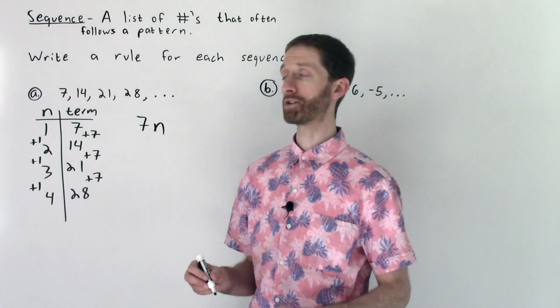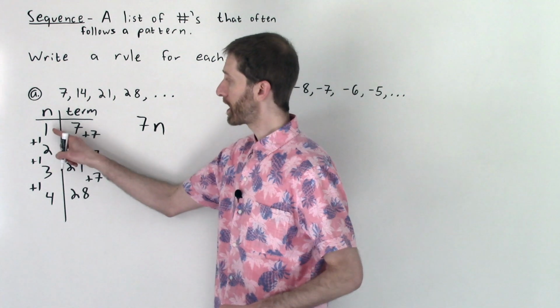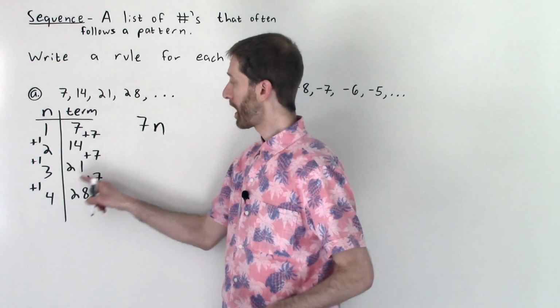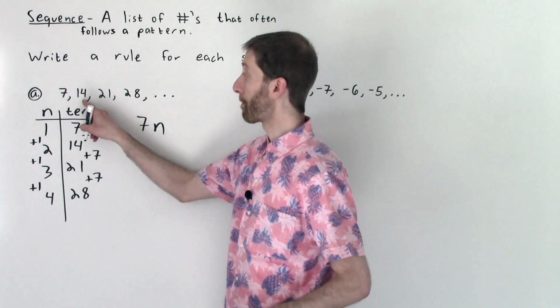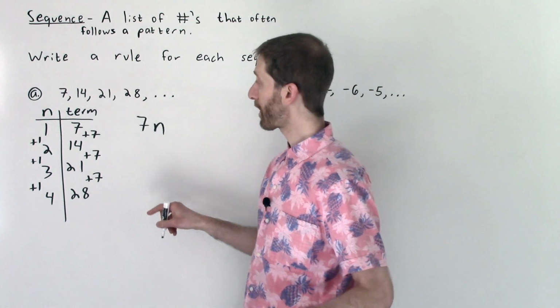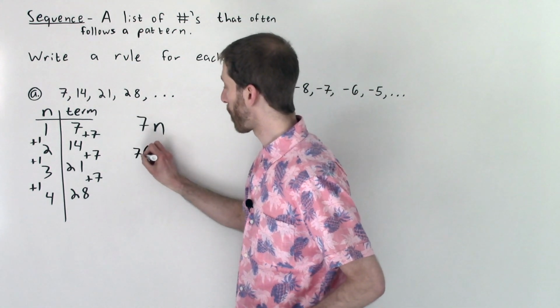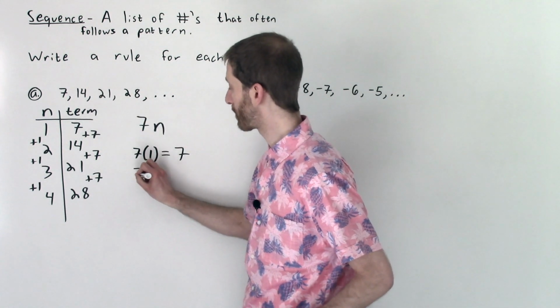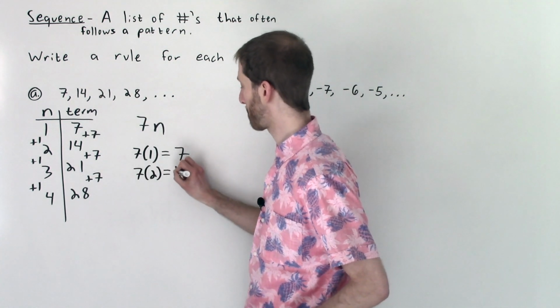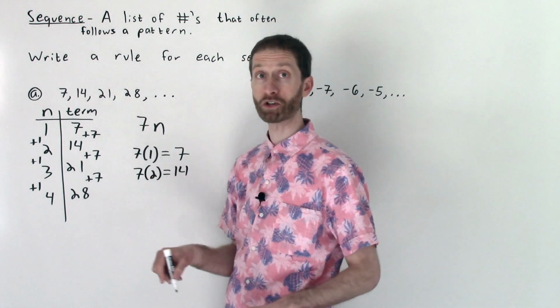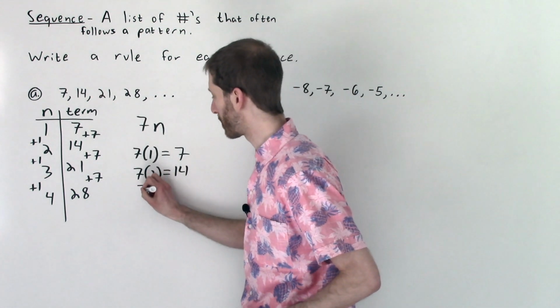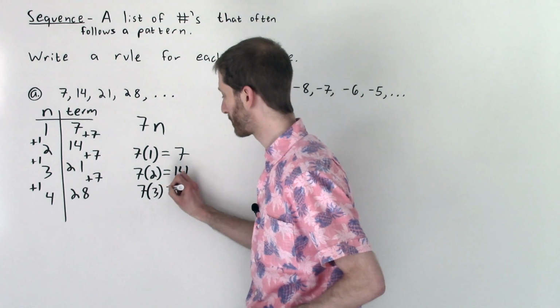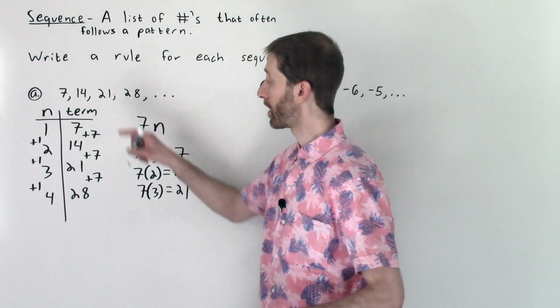How do you check your answer? Well, you literally take the term numbers and plug them in, and we should get that numbered term out. So if I plug in 7 times 1, yep, my first term is 7, and then do 7 times 2. Yep, my second term is indeed 14. Sweet. I do the third term, 7 times 3, and that's going to be 21, the third term.